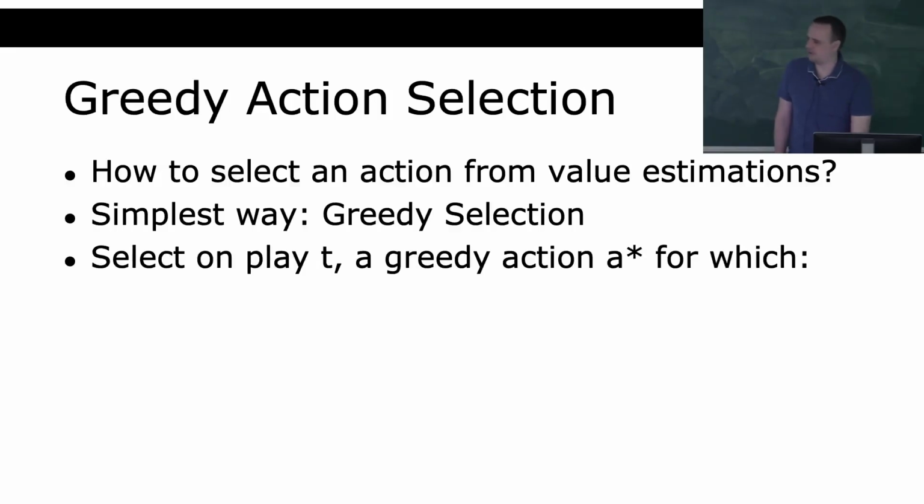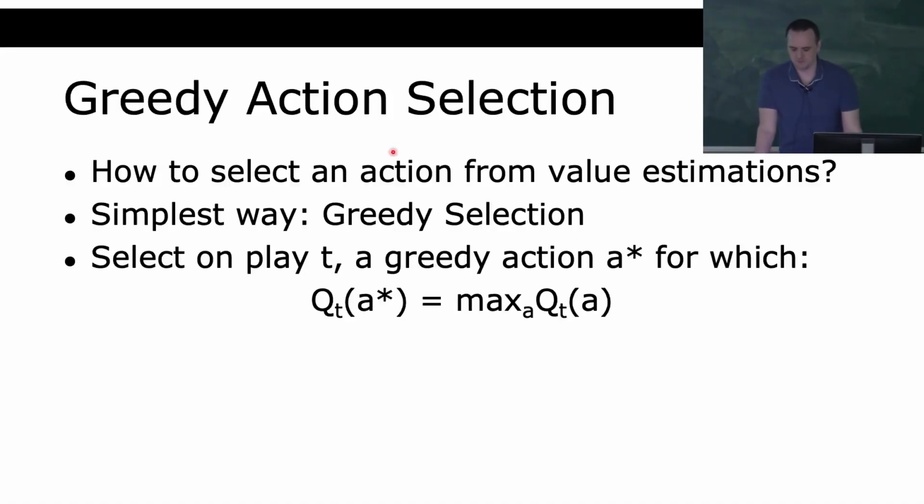So on play t, time step t, choose A as the greedy action A star. Now this is not the A star algorithm. It's just the best action at any given time, right? That's what A star means. So Q_t of A star means that that's the maximum action for Q_t of A.